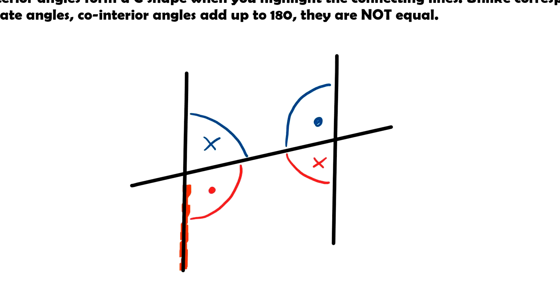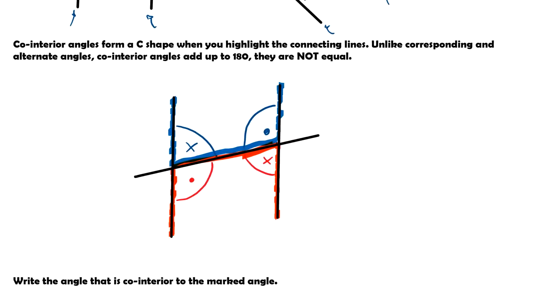If I highlight this line, looking at the red dot, then the red X, I'm highlighting this line and the middle one again. See how it makes that C shape if you turn your head on the side. Now the blues: if I highlight my blue X, it goes along this line, and then the blue dot goes down here and then across. If you tilt your head again, it makes that C shape. So we're looking for where it makes that C shape with these co-interior angles.